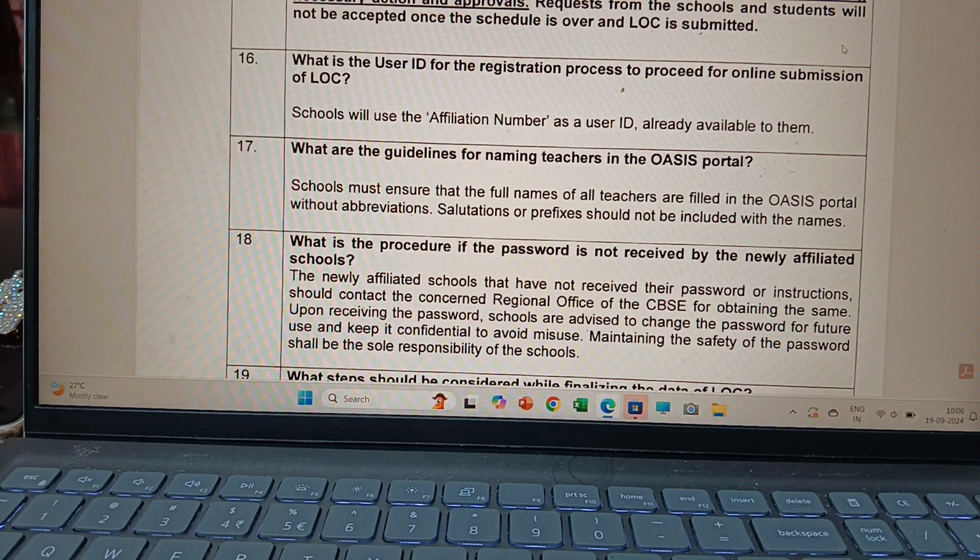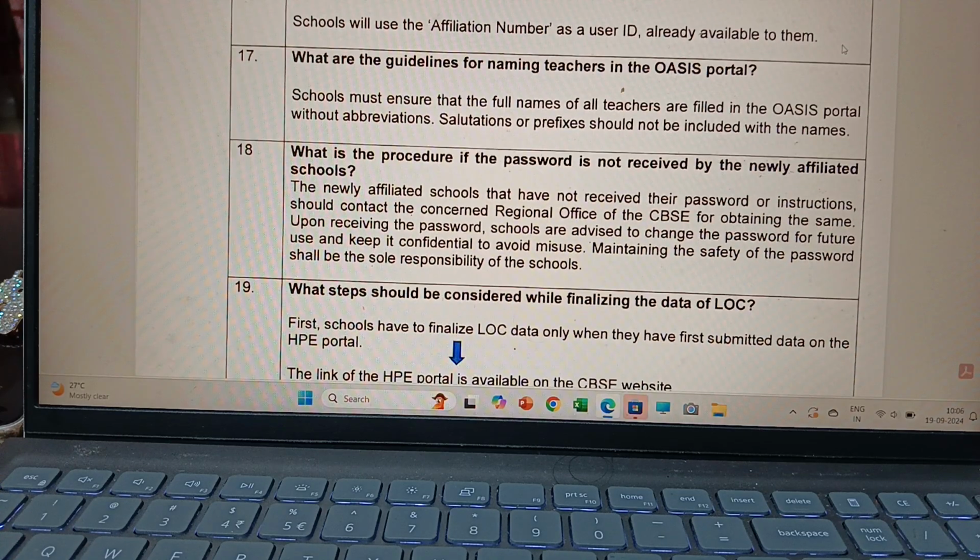What is the procedure if the password is not received by the newly affiliated schools? The newly affiliated schools that have not received their password or instructions should contact the concerned regional office of the CBSE for obtaining the same. Upon receiving the password, the schools are advised to change the password for future use and keep it confidential to avoid misuse. Maintaining the safety of the password shall be the sole responsibility of the schools.